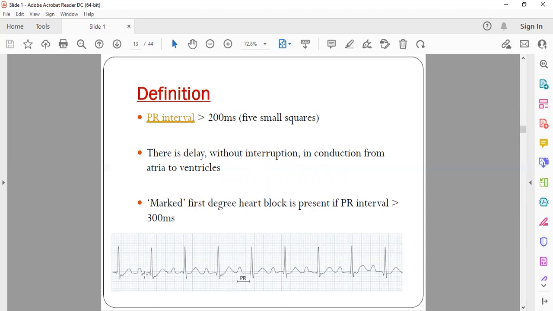But the only thing you should compare it with Mobitz 1 is that there is no progressive prolongation. So the PR interval remains constant throughout, but it is just prolonged in time, and each P wave is followed by a QRS. What does that mean? There is no skip beat. You've seen in Wenckebach phenomena there is a skip beat which occurs, but there is no skip beat here. And marked first degree heart block is present if the PR interval is more than 300 milliseconds.